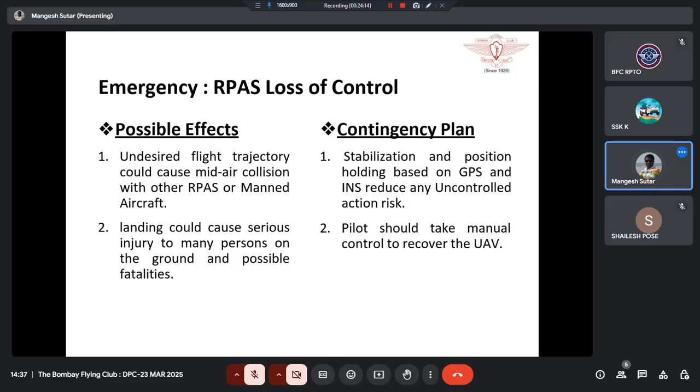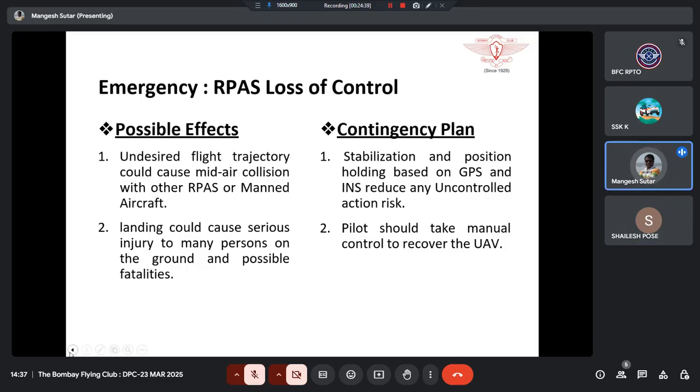Imagine your GCS is not able to control. What will happen? It will continue flying on a position hold. Continue flying over a period of time. What will happen? The battery will get consumed. You will reach the threshold. After reaching the threshold, what would happen? It will stop working and get crashed.